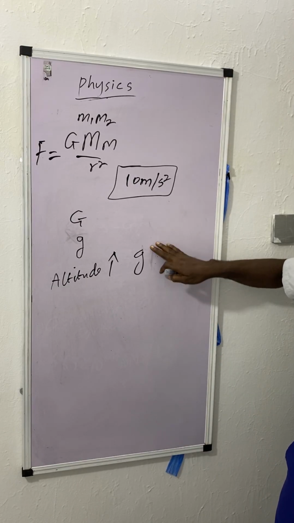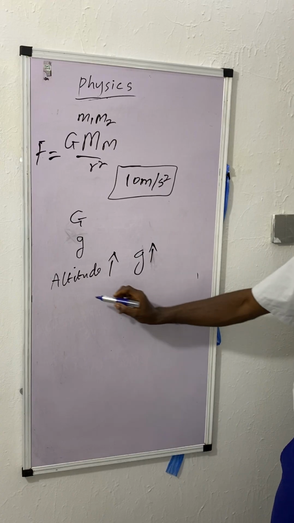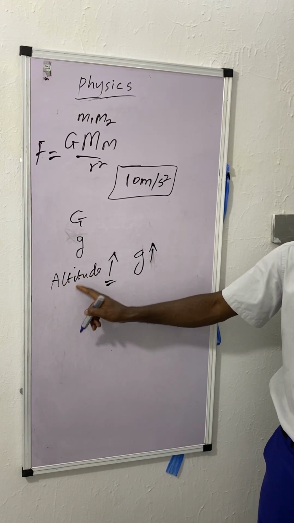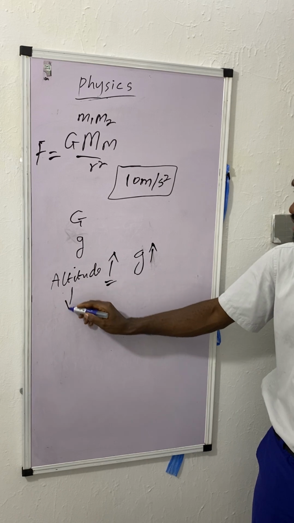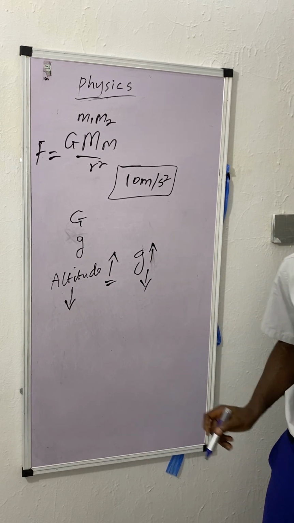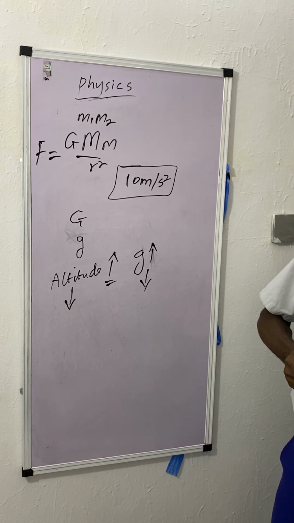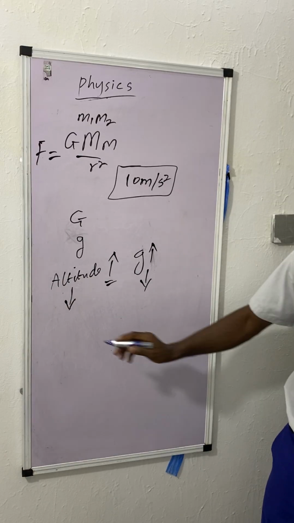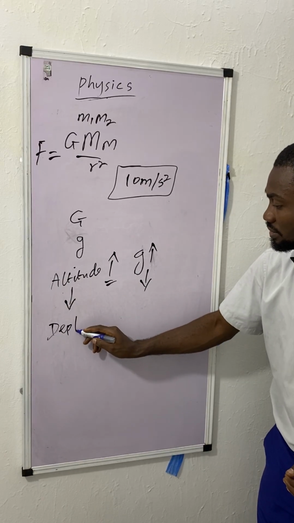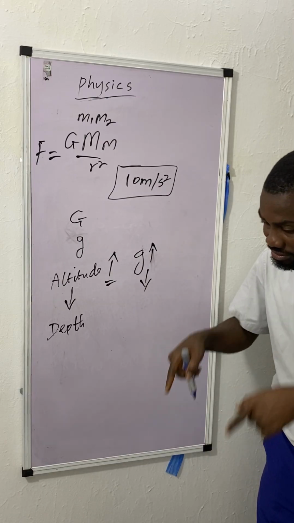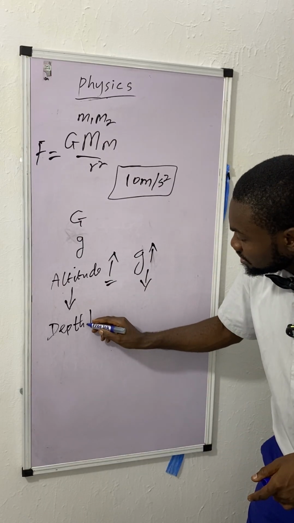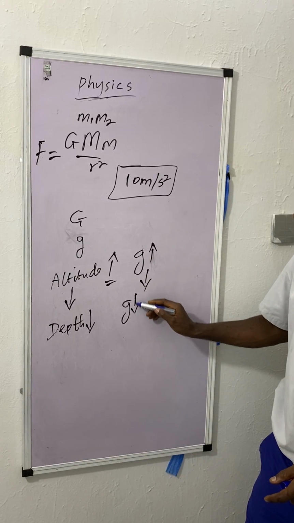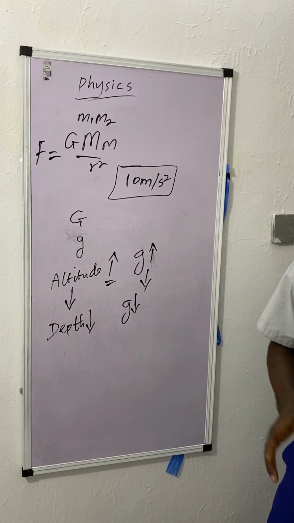So this is directly proportional to this. As altitude decreases, this also decreases. As simple as that. Also with depth inside the Earth, it also decreases with depth. As you go down below the Earth, as depth increases, this one also decreases. Acceleration due to gravity decreases.